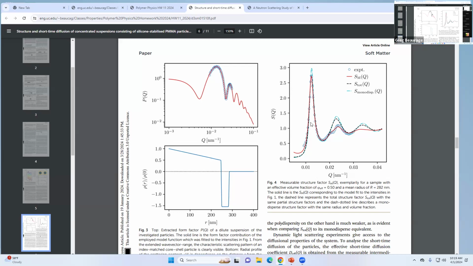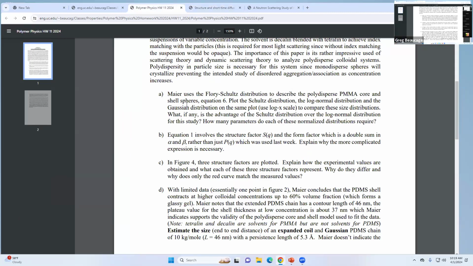Is that kind of what part E was talking about on the homework? I don't think I asked that, but that's called phase information.